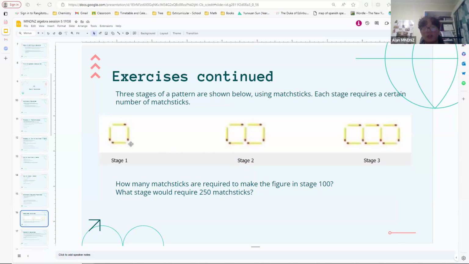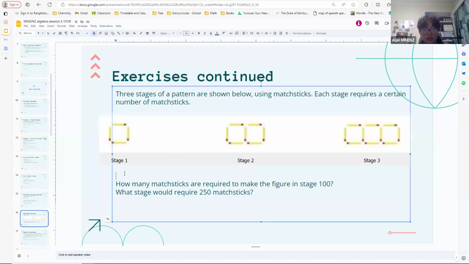Okay, let's just count how many we have in each stage. In stage 1, we have 4. So let's just write out the sequence: 4. Stage 2, we have 7. Stage 3, we have 10. So this seems like we have 3n plus 1, right? Because it increases by increments of 3 each time, and it starts at 4.